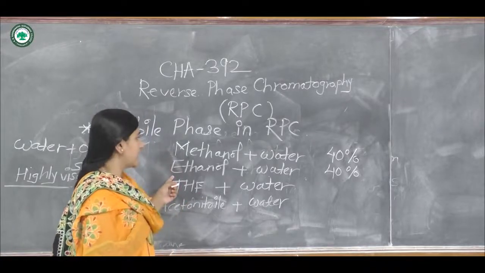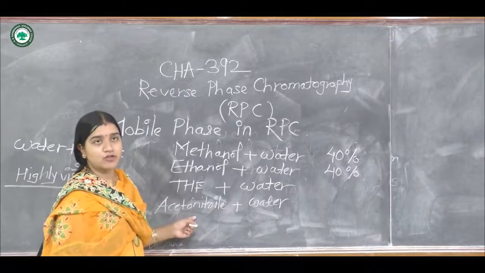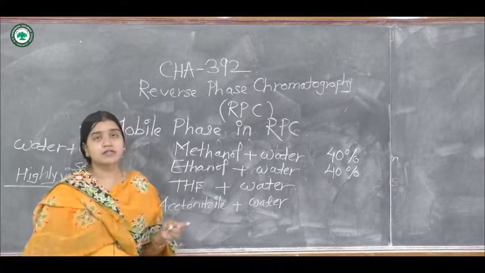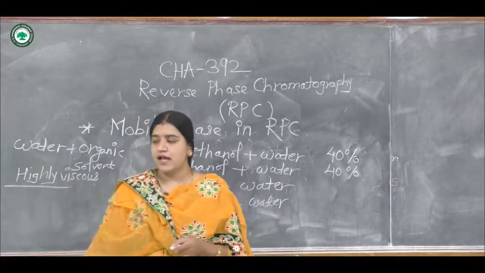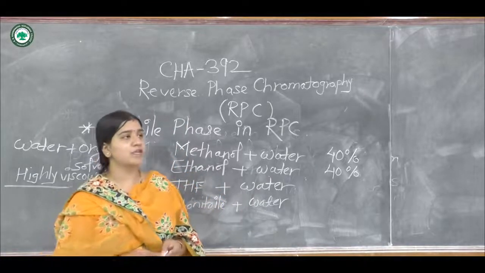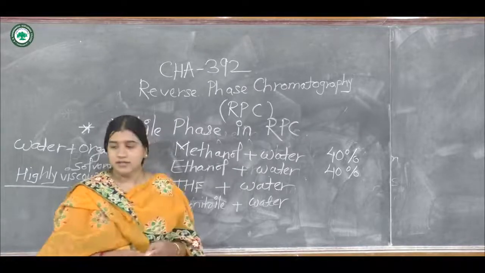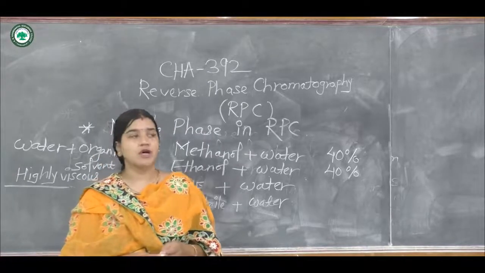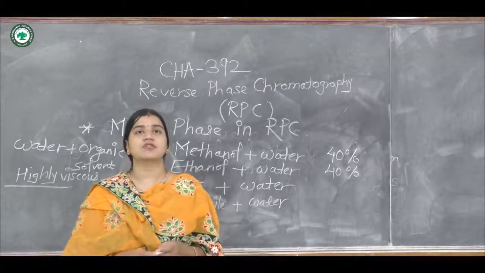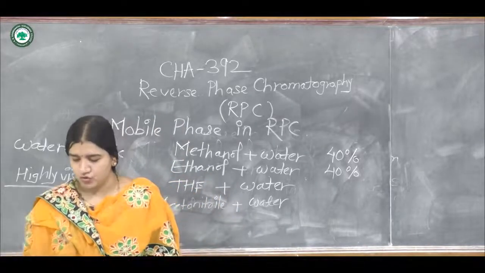As compared to methanol and ethanol, tetrahydrofuran and acetonitrile, these two solvents, are less viscous and therefore they are more preferred because they have a lower viscosity as compared to methanol and ethanol. And always you have to prepare this aqueous solution in terms of the different percentages that are shown.